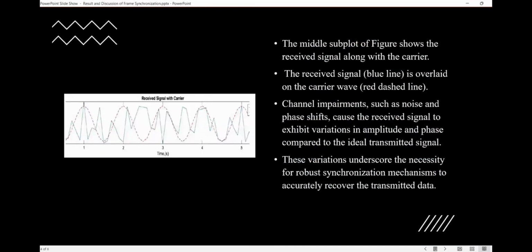The middle subplot of the figure shows the received signal along with the carrier. The received signal, the blue line, is overlaid on the carrier wave, the red dashed line. Channel impairments such as noise and phase shifts cause the received signal to exhibit variations in amplitude and phase compared to the ideal transmitted signal. This variation underscores the necessity for robust synchronization mechanisms to accurately recover the transmitted data.